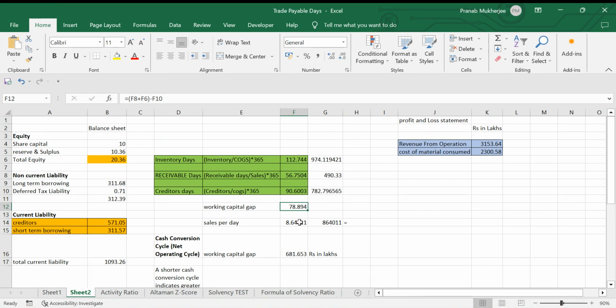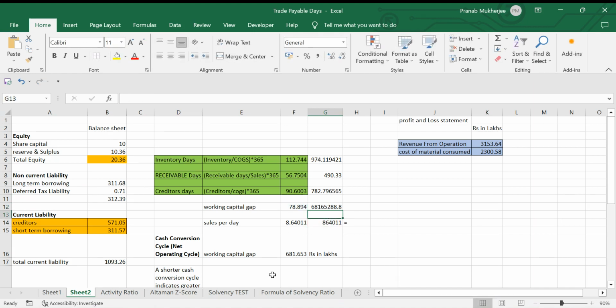For cash credit, we have calculated sales per day. How did we calculate it? This is the revenue, the sales. So sales divided by 365 gives sales per day. We multiply this, 78.894, into 864, and it will come out to a certain value. That will be the fund required for the working capital gap.